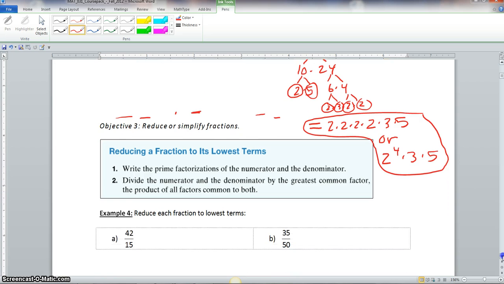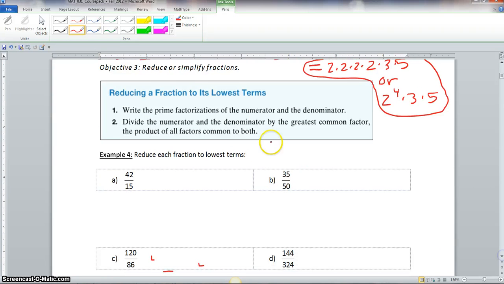Okay, now we scroll down to objective 3. It says reduce or simplify fractions. It says reducing a fraction to its lowest terms. Write the prime factorizations of the numerator and the denominator. Divide the numerator and the denominator by the greatest common factor, the product of all factors common to both.